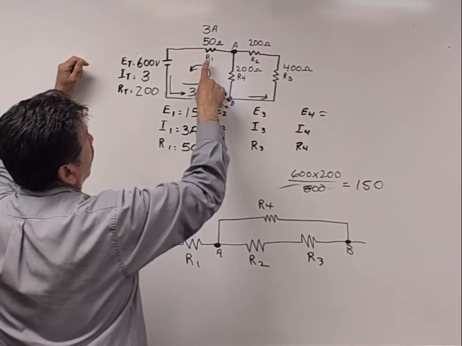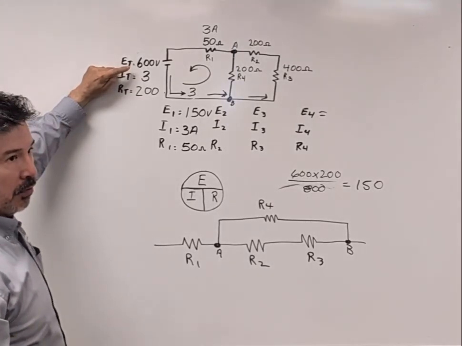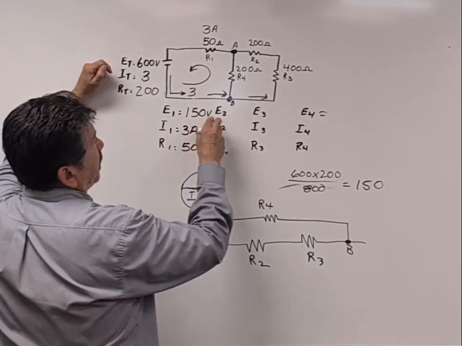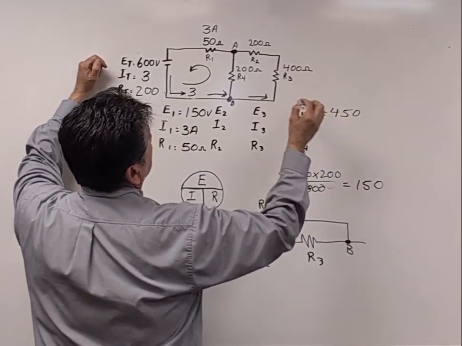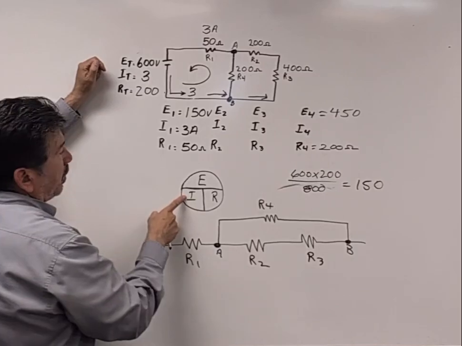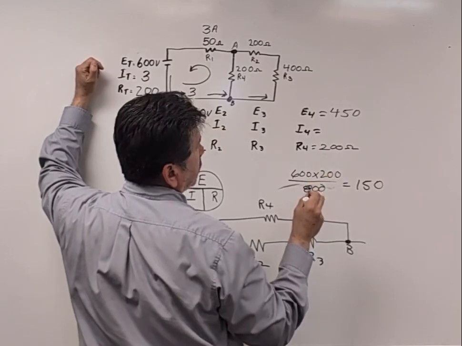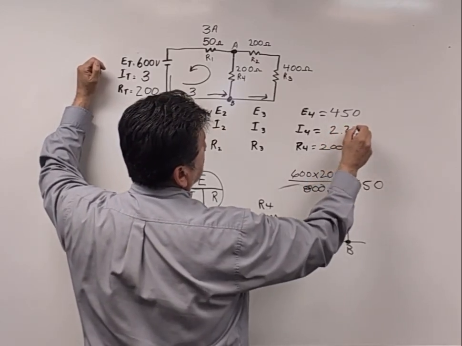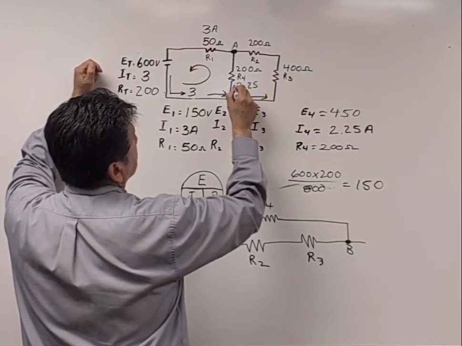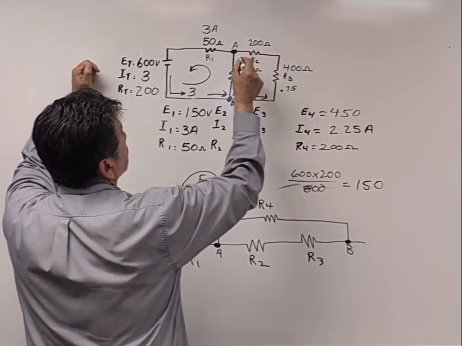Between R1 and R4, their sum must be 600 volts because the sum of the voltage drops in that loop must equal the applied voltage. So I know that if I have 150 here, I have 450 here. I was given a value of ohms of 200. I know that I equals E divided by R. 450 divided by 200 would be 2.25 amps. So I know that 2.25 amps flowed in this direction, leaving 0.75 amps in this portion of the circuit.